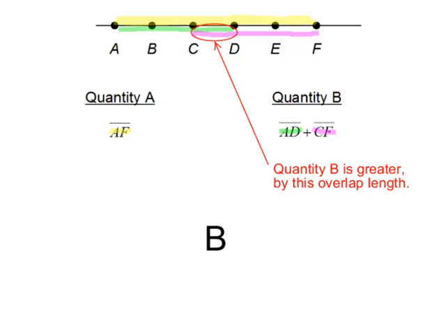And since all lengths have to be positive, that means B is greater. So here we still don't know by how much. We aren't assuming anything about the spacing, but we can say for sure that B is greater.